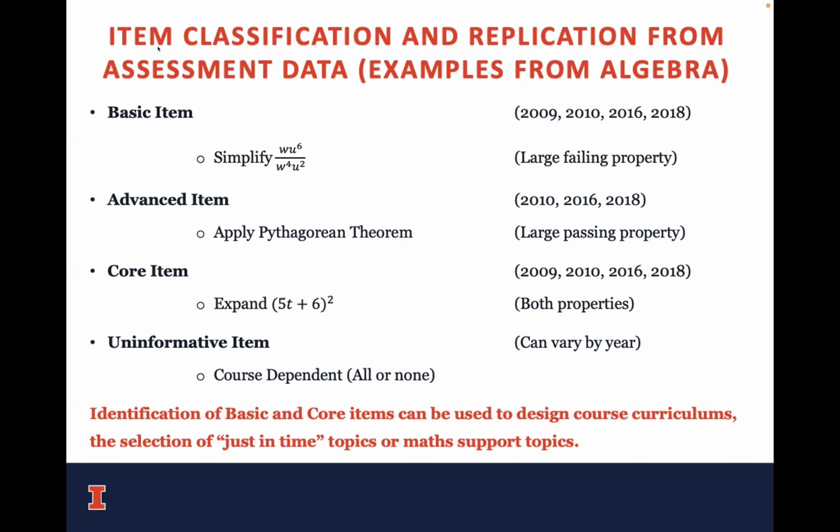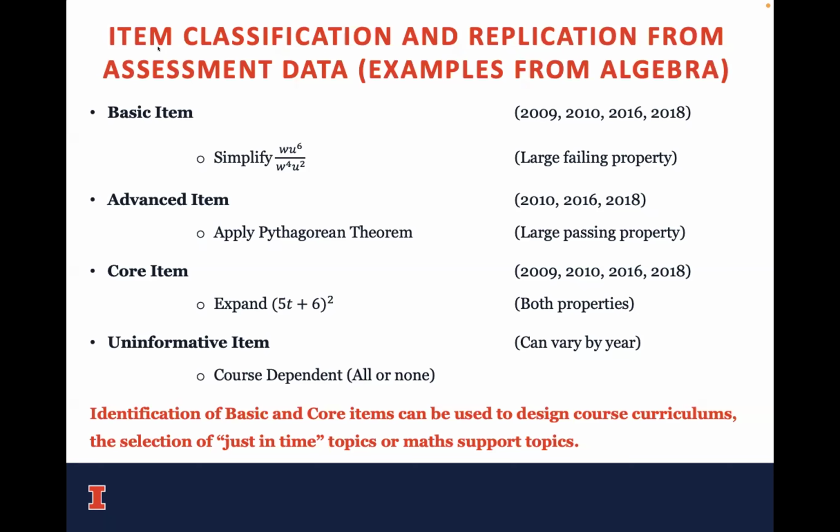An advanced item: apply the Pythagorean theorem. If you can do this, it has a large passing property, you're way more likely to pass, but not being able to do it doesn't increase your chances of failing. Because it's a higher item in the map, it's out on the outer edges of the branch within algebra.